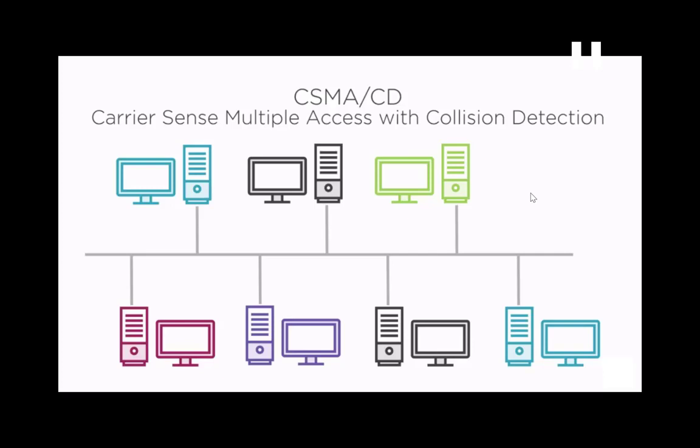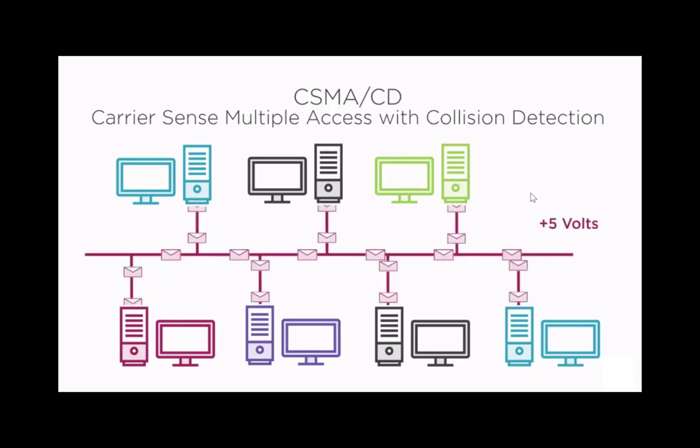And collision detection means that if all the devices send data at the same time, there is a collision in this topology. For example, if the red device wants to send some data to another device, it will put 5 volts on the wire. So all the devices will understand that the medium is busy and they wait for their turn. In this way they can communicate, but only one device can communicate in this model. Other devices wait for the first device to finish its session.